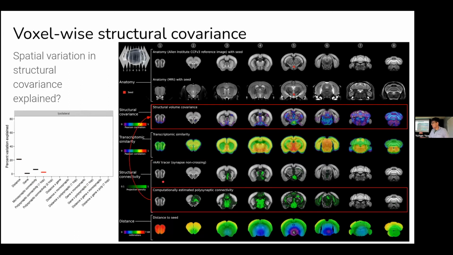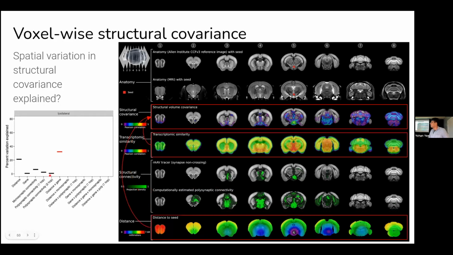If your tracer can cross the synapse, it turns out that there's less variation in structural covariance that can be explained. So we did this for more than just one hop. We asked if the tracer could cross the synapse. Well, if it could cross two synapses, does that make things better? The answer is it doesn't. Very little variation is explained in that case.